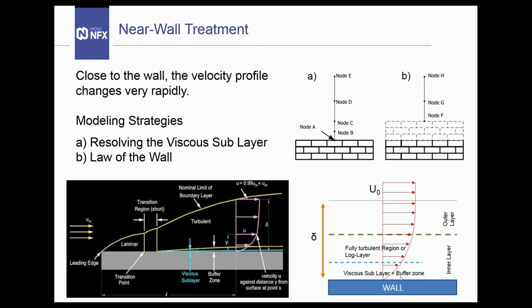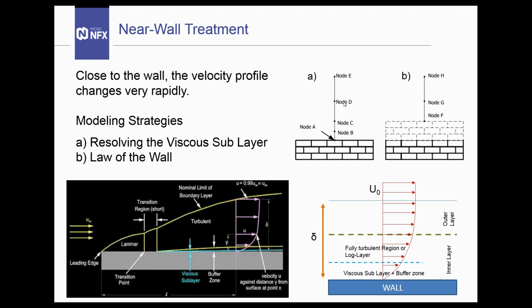So why are we doing this? Because we have to reflect the behavior of the rapid change of the gradient of the velocity. It is very difficult to catch the proper behavior of this velocity gradient rate of change. So we have two strategies, two techniques which are helpful to model this sublayer. The first is related to resolving the viscous sublayer.